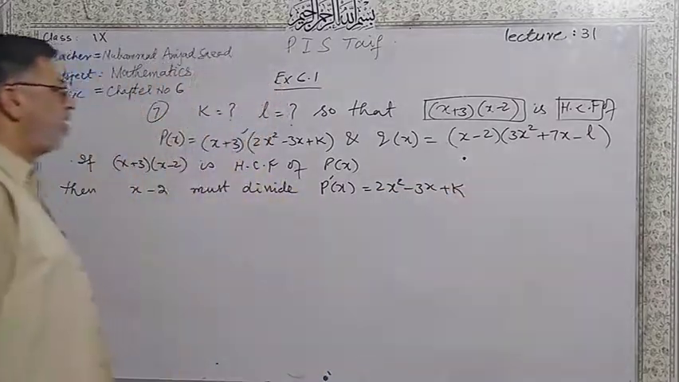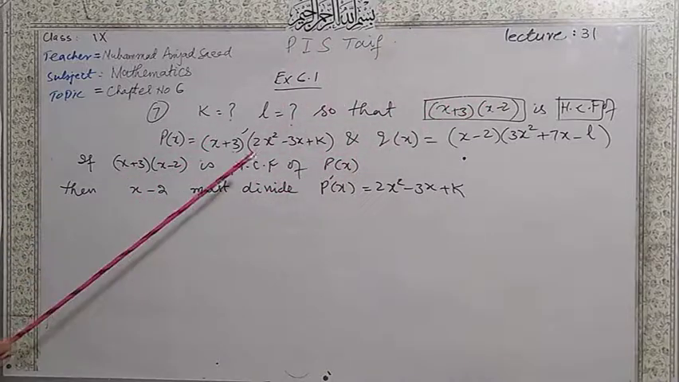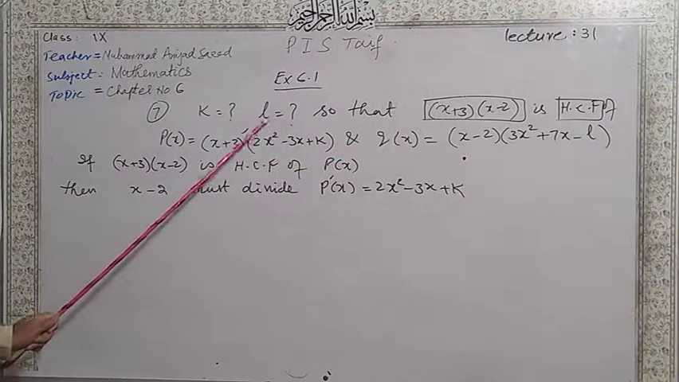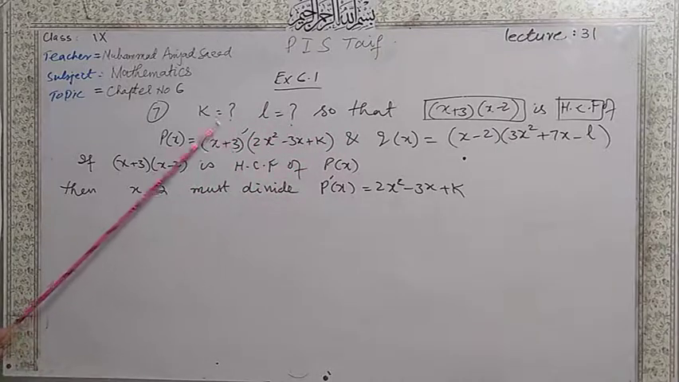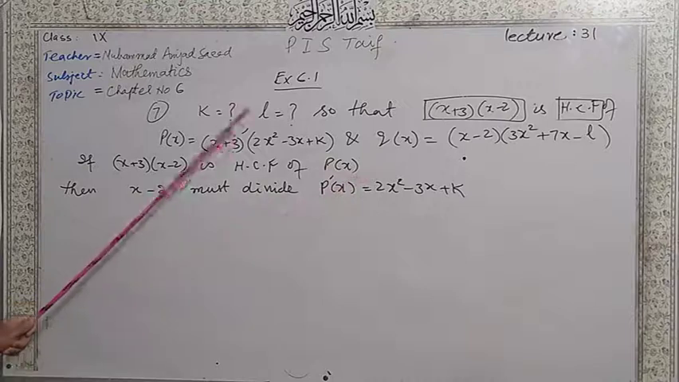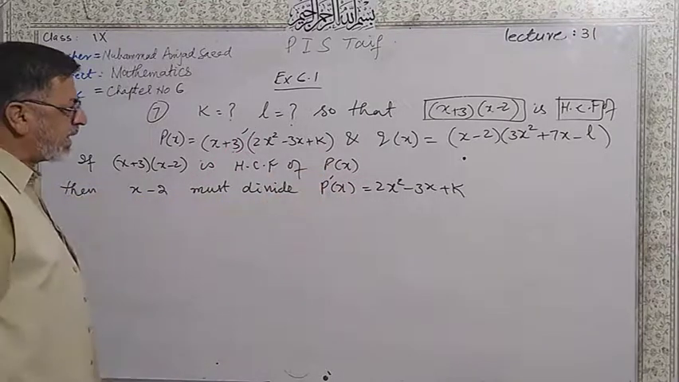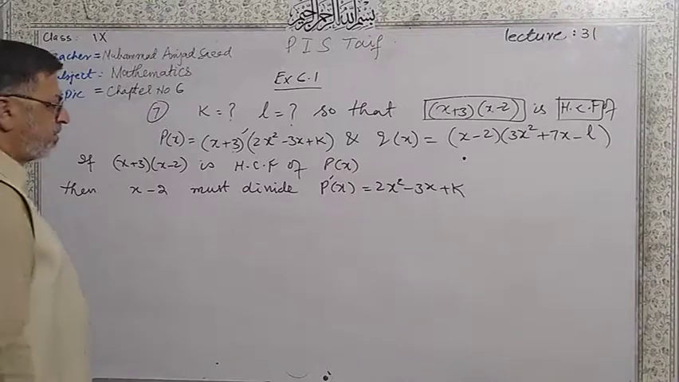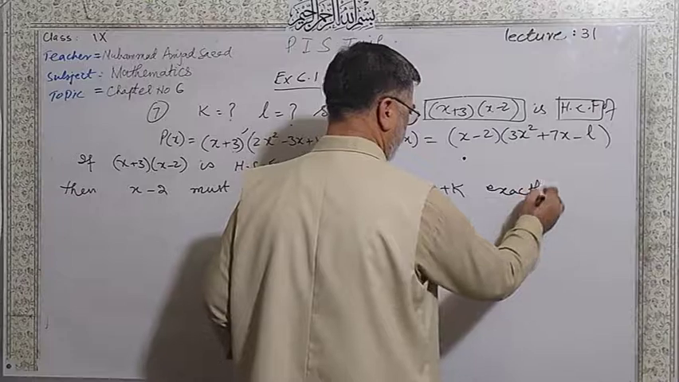Remember that x plus 3 cancelled out, then x minus 2 must divide exactly that part, and I named it as P dash of x because it is not P of x, it's a part of P of x. So x minus 2 must divide P dash of x exactly.